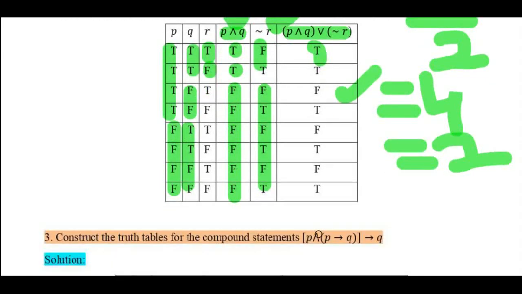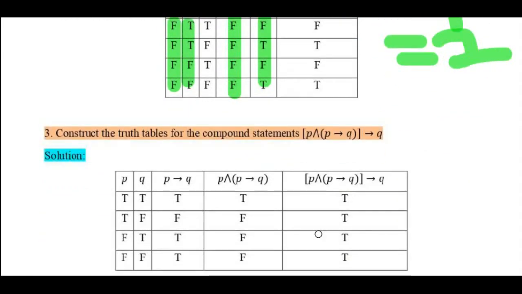Okay. Now you see the third example. This is the last example. Construct the truth table for the compound statement P and P then Q then Q. So here how many connectives are given? Two connectives are given. One is the conjunction connective, another one is the conditional connective. Okay. The number of statements is two.